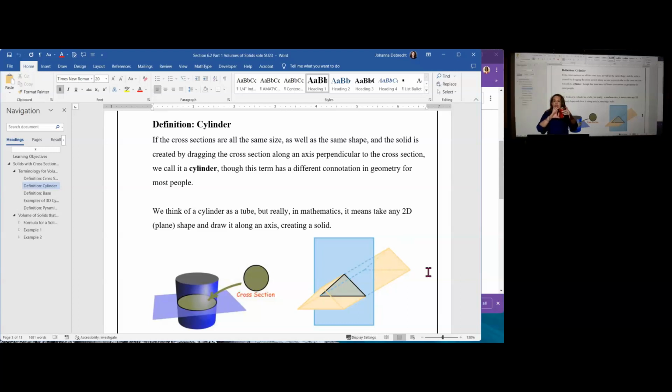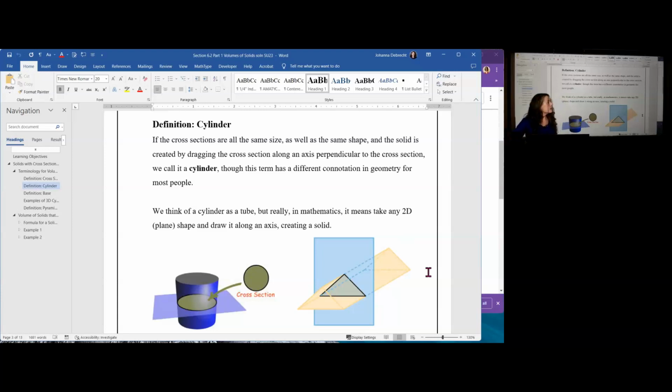And it has a height. And it is at a right angle to the bottom. Notice that if you were to slice it parallel to the circular bottom, all the cross sections would be circles. But they wouldn't be different sizes. They'd all be the same size.